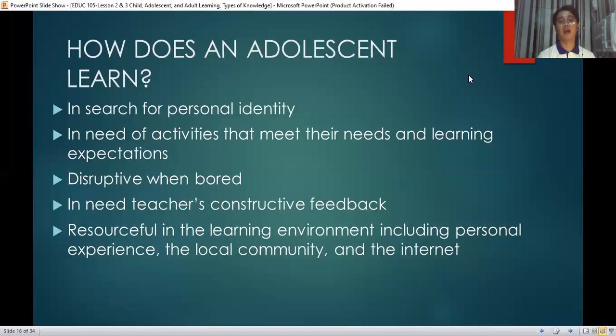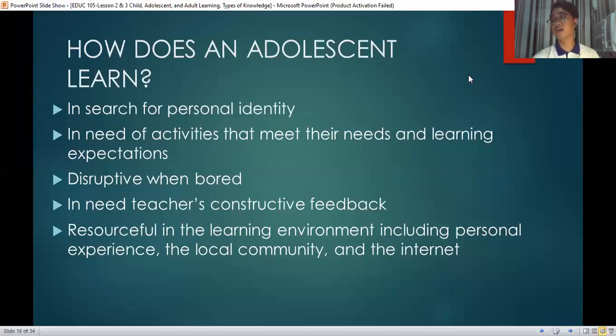Okay, next. They are resourceful in learning environment, including personal experience, the local community, and the internet. This is very obvious naman, no? When you teach adolescent learners, not as wide as the adult learners in terms of experience, but they could provide their personal experiences. You could ask them to relate the lesson to their personal experiences. Pwede nang gawin yun.